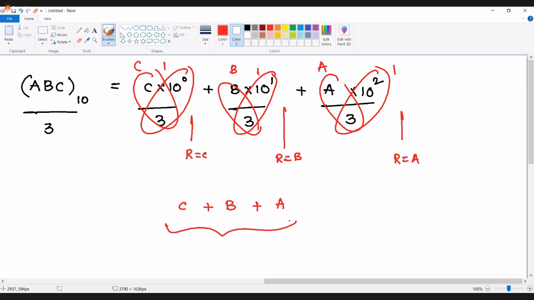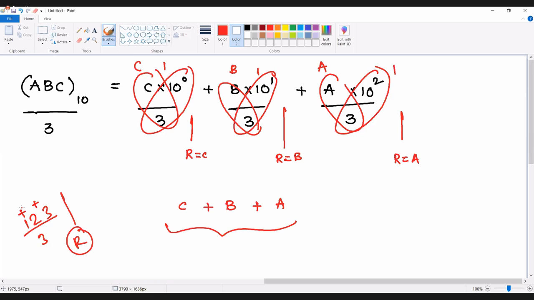So we can say the remainder is going to be this. Similarly, if you have 123 and divide by 3, what is the remainder? You can just do individual numbers: 3 plus 2 plus 1. What is 3 plus 2 plus 1? 6. What is the remainder of 6 by 3? 6 is a multiple of 3, so we are left with nothing.